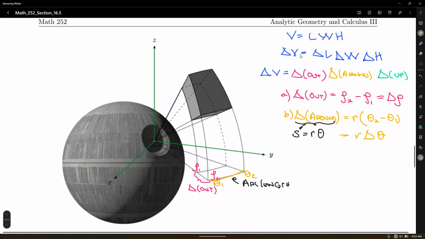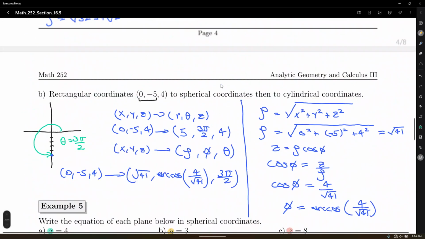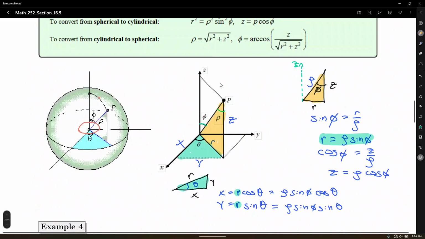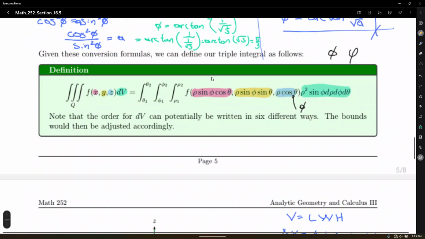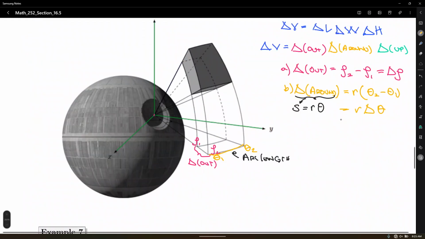Let me go back to the derivation for the coordinates. Remember how we express r in terms of rho and phi? I'm going to use this relation, and that'll be rho sine phi delta theta. That's part B.